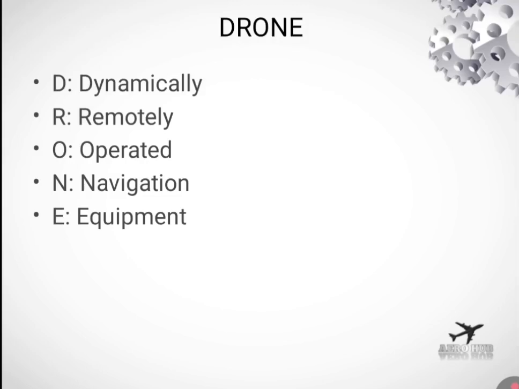So what is a drone? A drone is an unmanned aerial system. It is called a dynamic remotely operated navigation equipment. So this is the full form of the drone. You should be aware of what a drone is. There are a lot of other abbreviations going around, but this is the exact abbreviation of drone, and it is a category of an unmanned aerial system or unmanned aerial vehicle, which is a UAV or UAS.